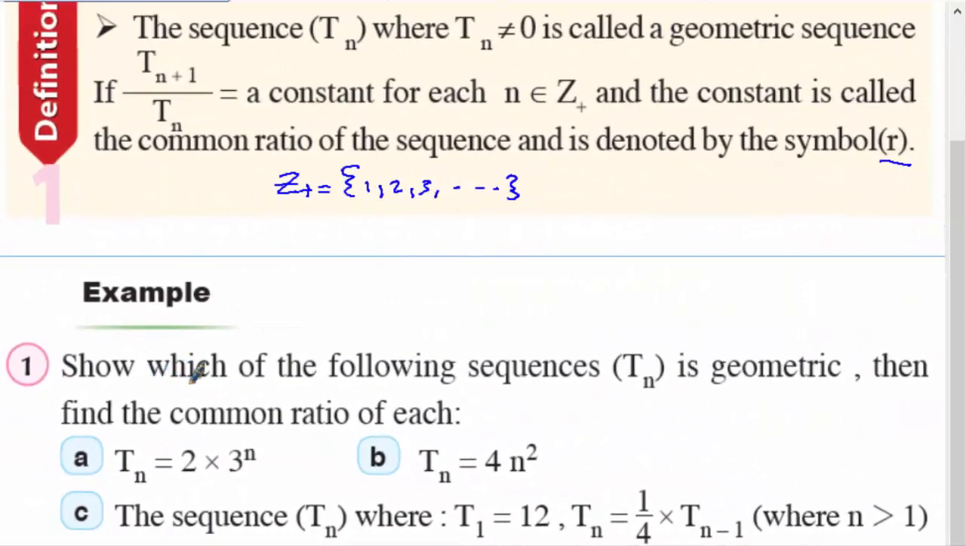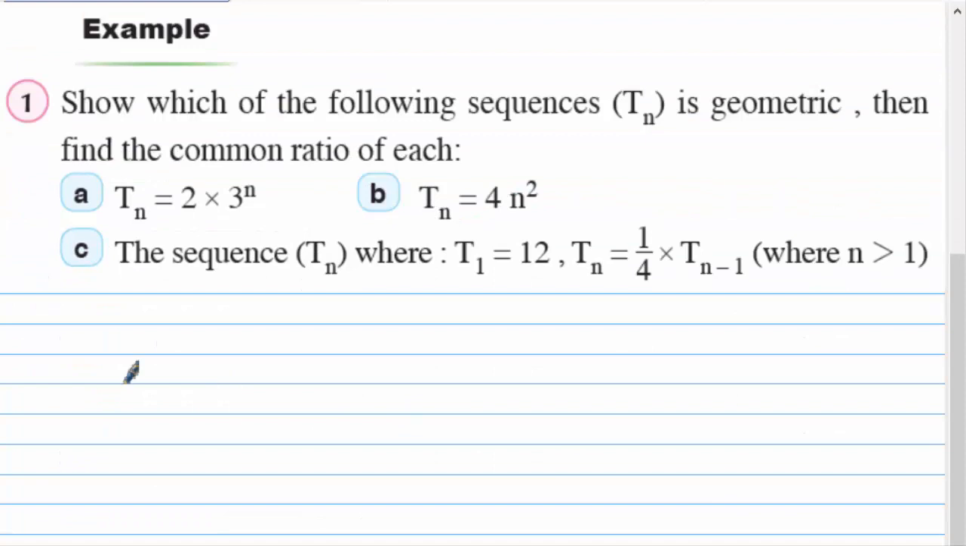Example: show which of the following sequences Tn is a geometric sequence, then find the common ratio of each. Here we'll start with letter A. We have Tn equals 2 multiply 3 power n. So Tn plus 1 equals 2 multiply 3 power n plus 1.